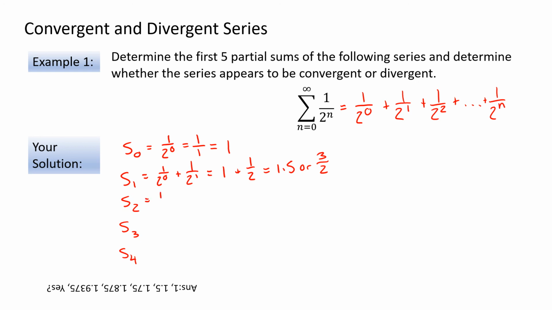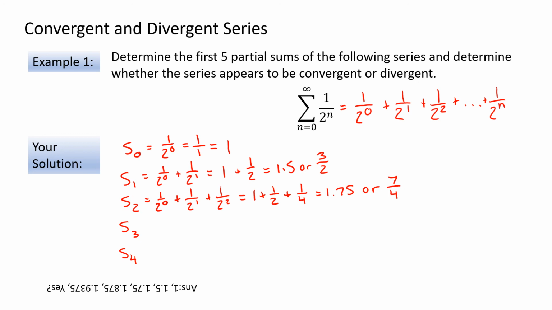The third sum is the first 3 terms. 1 over 2 to the exponent 0 plus 1 over 2 to the exponent 1 plus 1 over 2 to the exponent 2. So in this case, we get, remember, 1 plus 1/2. It's always going to be the terms from the previous partial sum. Plus, in this case, 2 squared is 4, so we have 1 over 4. So this gives us 1.75, or you could technically write this as 7 over 4.